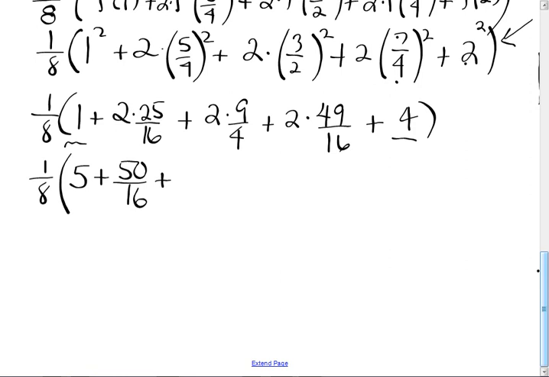How many 16ths? I have 18/4, right? I want to get to 16ths. So multiply by 4/4. Does that work? 36 times 2 is 72. We have to have common denominators. Plus 2 times 49, 98. 16ths. And then we have to add all that up.